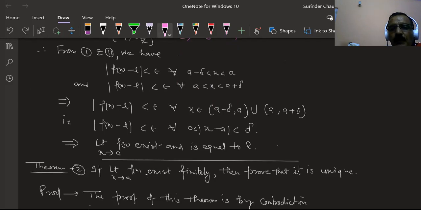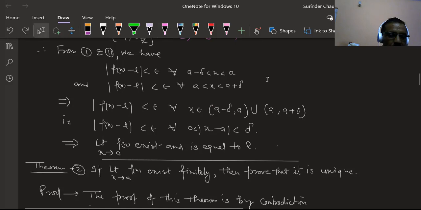Delta implies, now definition again: given epsilon greater than 0, there exists a delta depending on epsilon such that modulus of f(x) minus L is less than epsilon for all 0 less than modulus of x minus a less than delta implies the limit as x approaches a of f(x) exists and is equal to L. Now we have concluded in this theorem that if at a point the left limit exists, the right limit exists, and both are equal, then the limit of the function at that point will exist and be equal to the same.